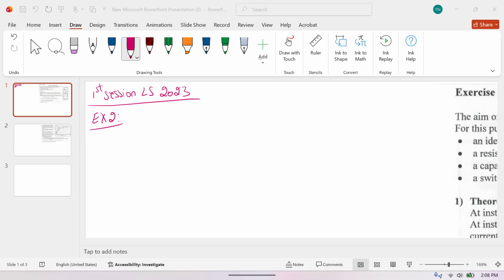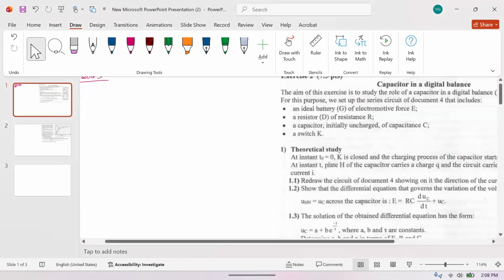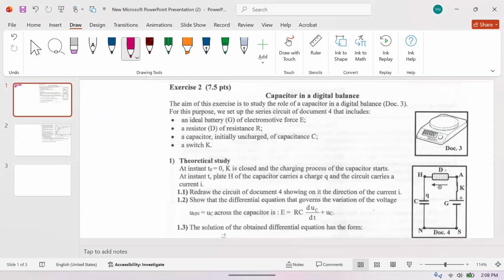Now here I will be solving the first session for 12 LS 2023. In this problem we have, as always, a battery that is charging the capacitor, and we have the component D, which is the resistor, and the positive direction of the current flowing from right to left, anti-clockwise, counterclockwise.